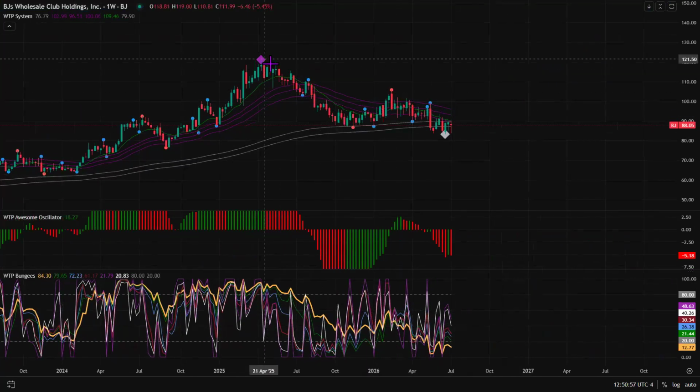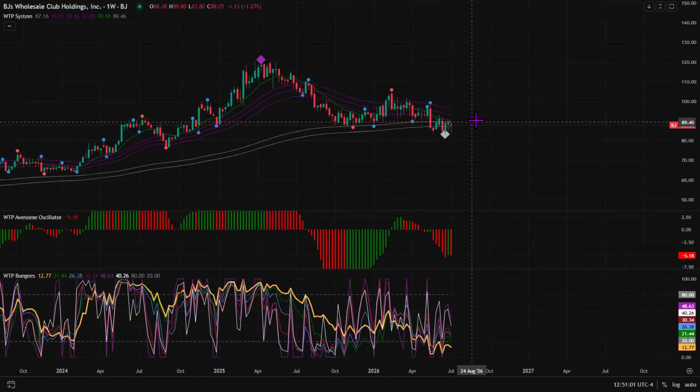A nice three-wave move down below the tunnel. We're now right in the middle of the wave. And this could be interesting.